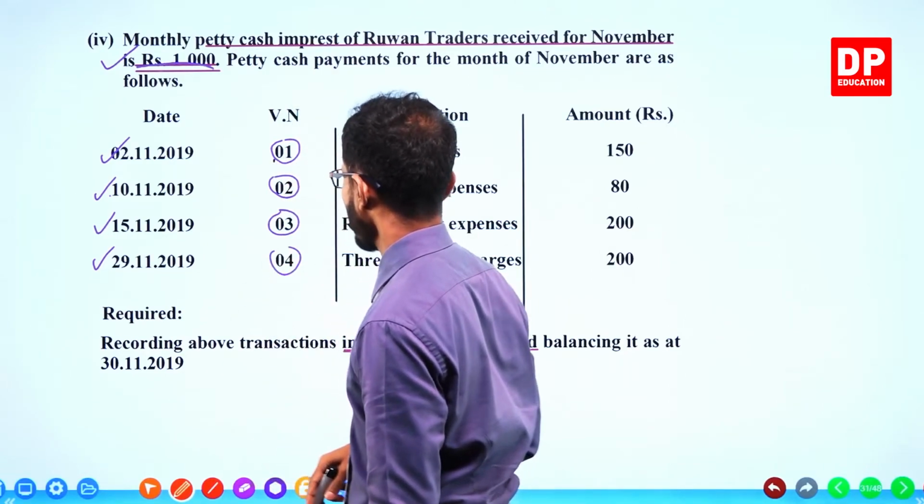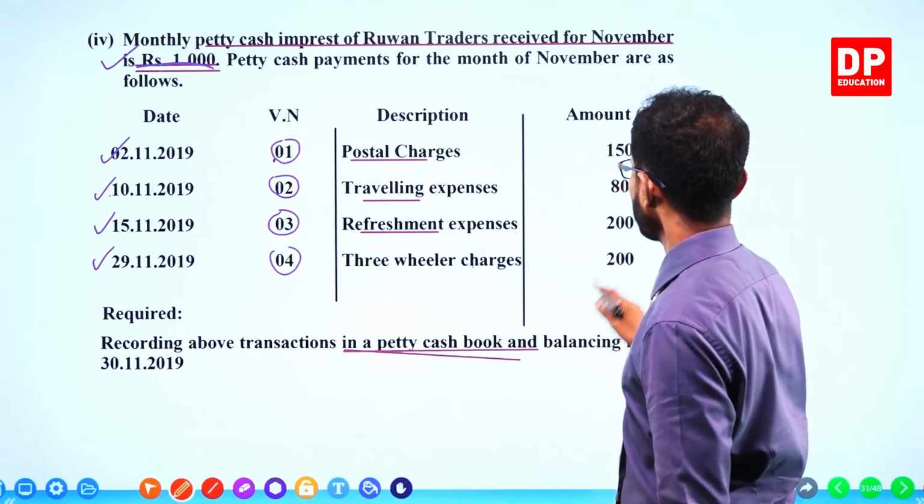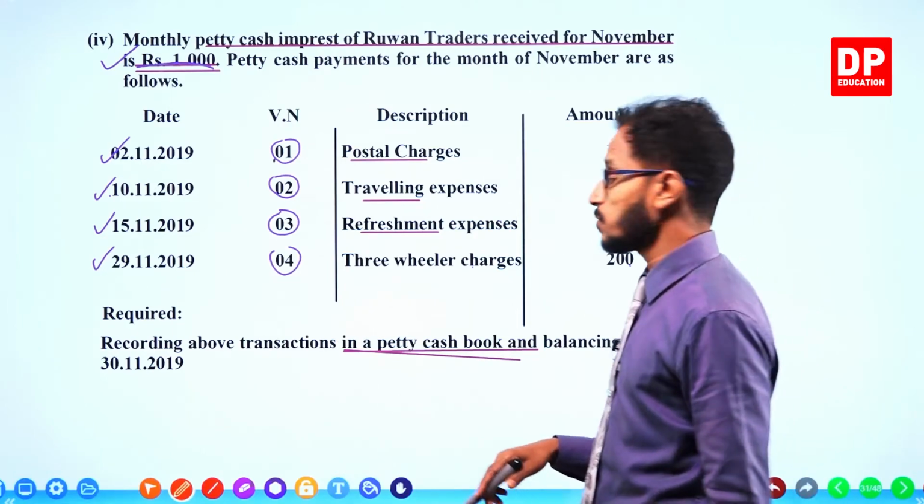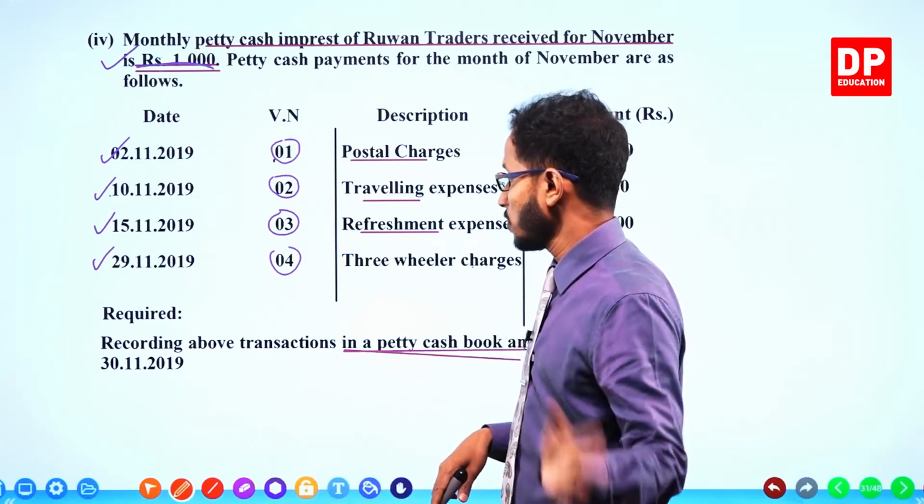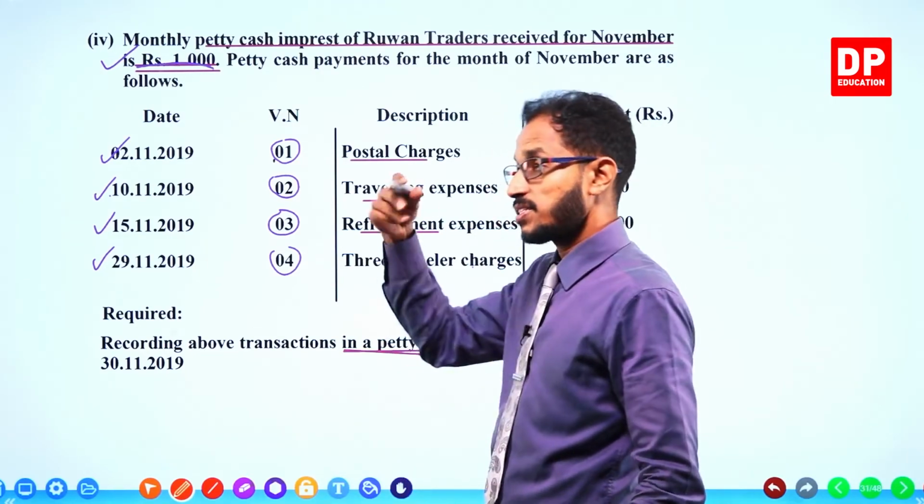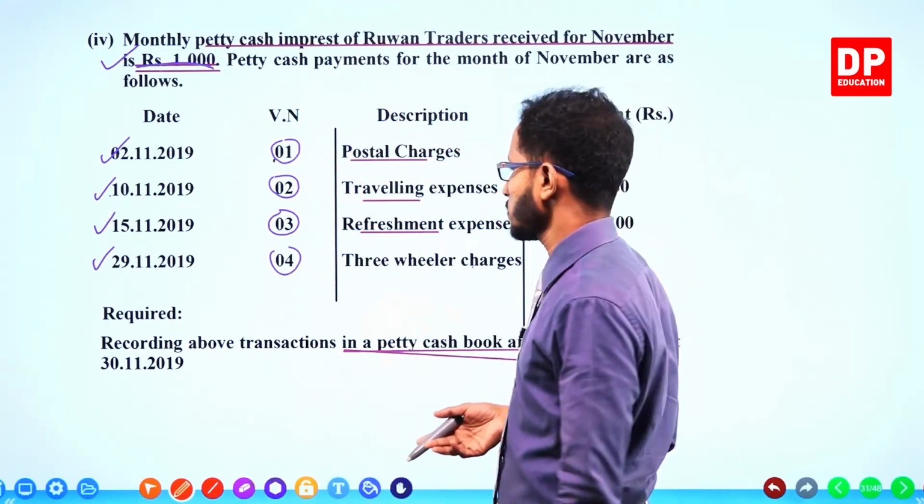29th, voucher for 3-wheeler charges 200. I don't think there will be any 3-wheelers going these days for 200. No. They are charging a hell of a lot.